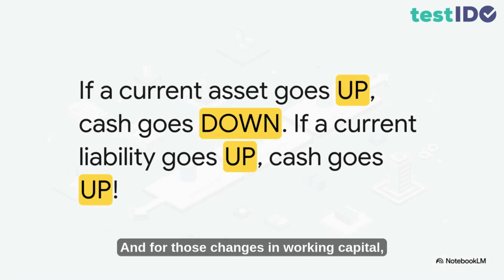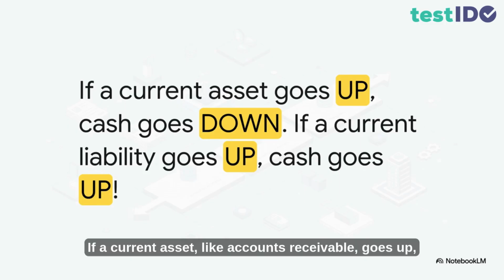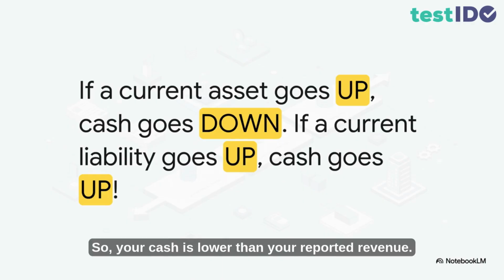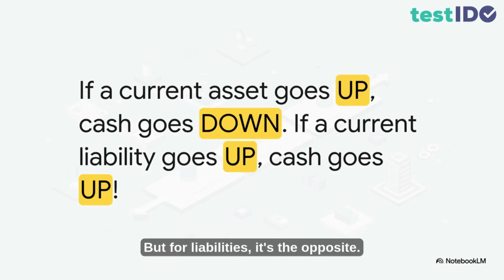And for those changes in working capital, this right here is the golden rule. You need to burn this into your brain. If a current asset, like accounts receivable, goes up, it means your customers haven't paid you yet, right? So your cash is lower than your reported revenue. Cash goes down. But for liabilities, it's the opposite. If accounts payable goes up, it means you haven't paid your bills yet, so you've held on to your cash. Cash goes up. Master this relationship.